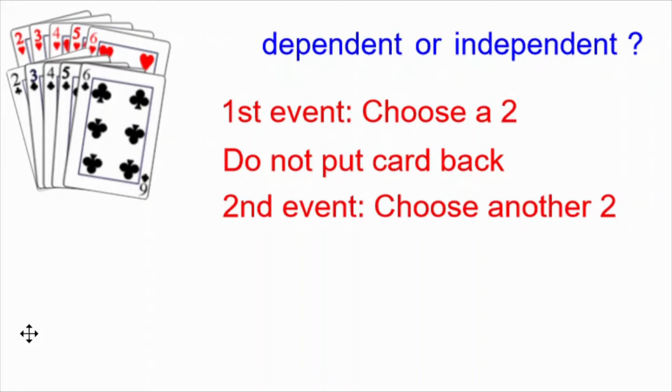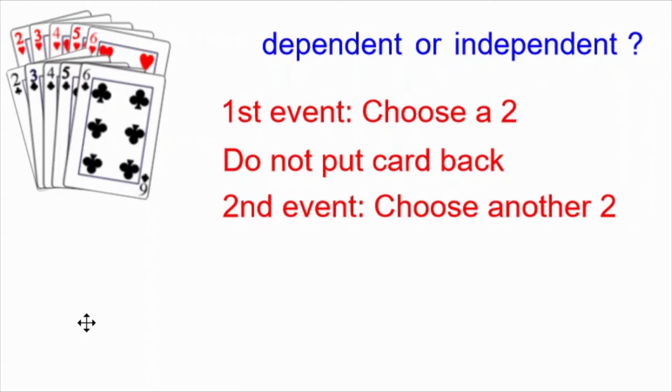In today's Daily Dose of Math, we're looking at dependent versus independent. In probability, sometimes we're given two events and we're being asked if the events are dependent or independent, meaning does the chances of the second event happening depend on what happened during the first event or not?